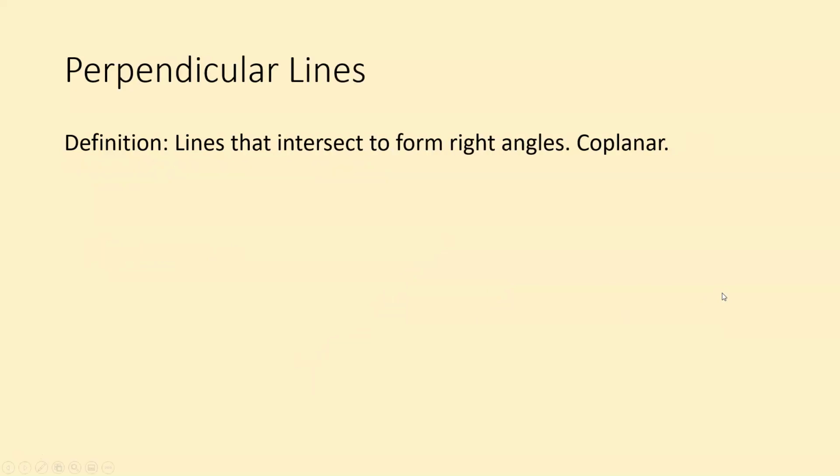All right, let's go ahead and talk about perpendicular lines. So the definition I have here for perpendicular lines is lines that intersect to form right angles, and these are also coplanar. That's not part of the definition, but I think it's worth noting that these are coplanar. If they intersect, then they have to be coplanar, right? They have to share a common plane in order to touch each other.